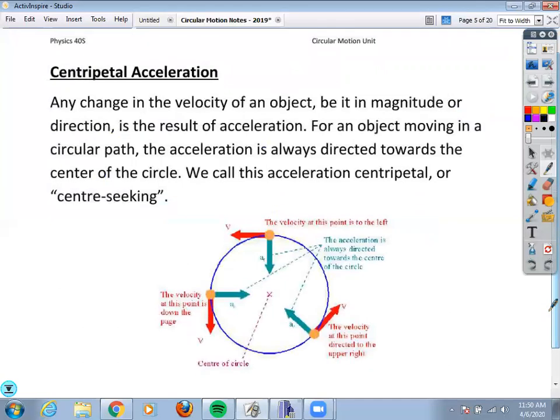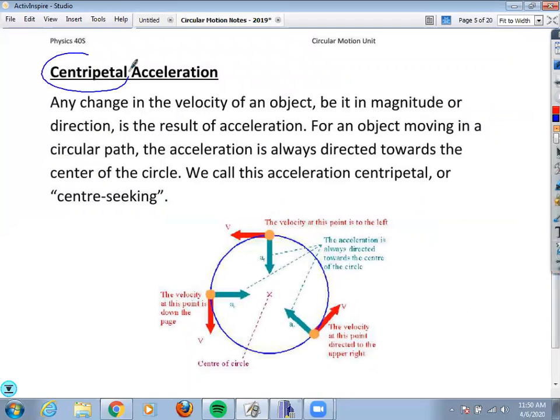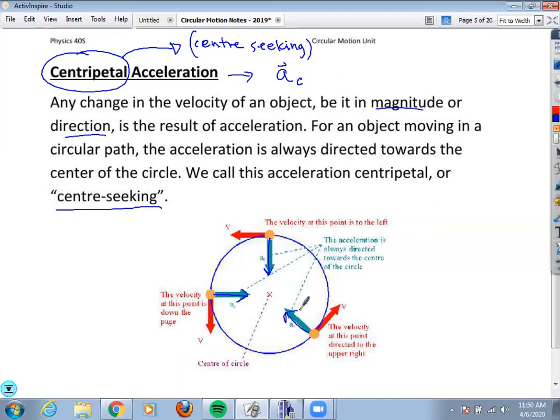We'll discuss now centripetal acceleration. This is a key word, centripetal. Centripetal is a word that means center seeking. Centripetal acceleration is designated a sub c for centripetal. Again, any change in velocity, be it magnitude or direction, is the result of acceleration. So there must be a center-seeking acceleration here. And notice that the center-seeking acceleration is always pointed towards the center.